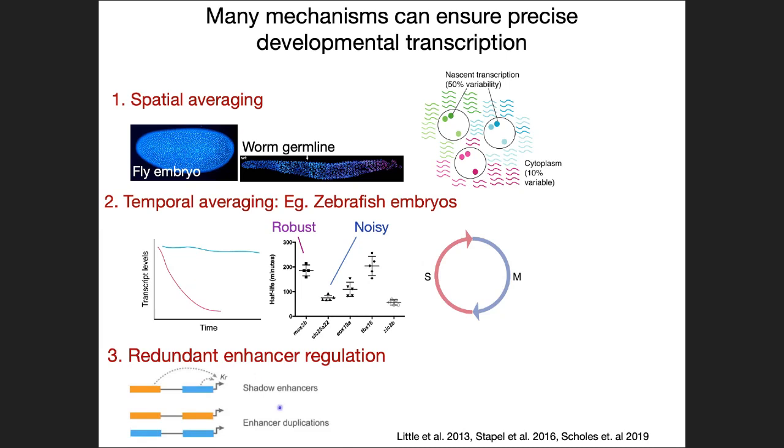One thing I think can be very widely used, and maybe discussed a little bit less often, but is probably the most important mechanism in developmental context, is redundancy. That's both things like redundant enhancers, shadow enhancers, as they're called sometimes, or even redundant paralog regulators that basically have the same function and can buffer each other's noise.